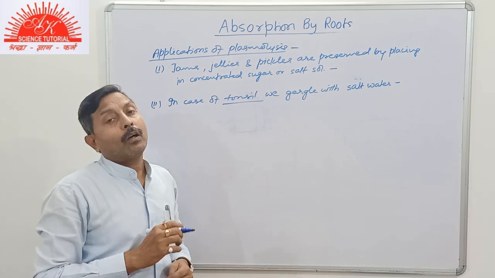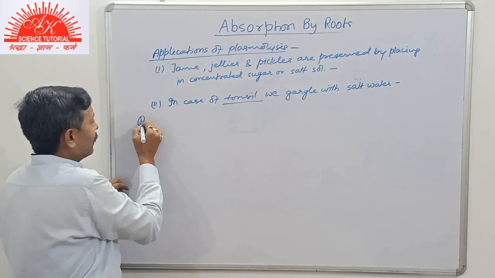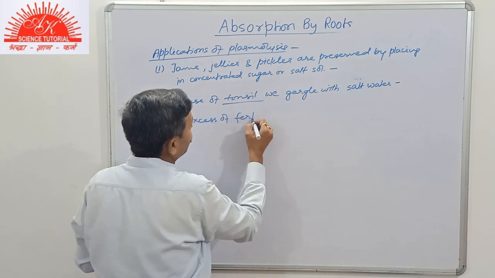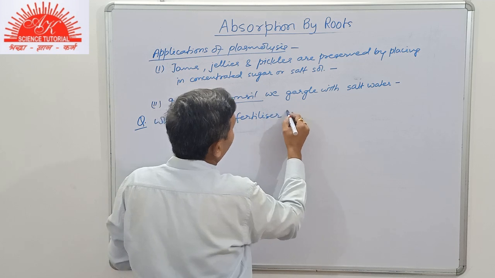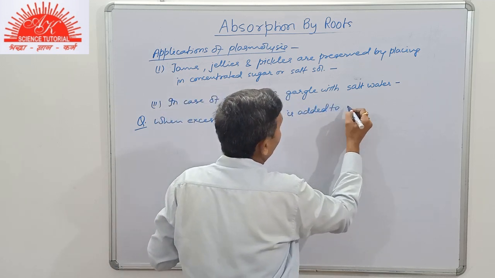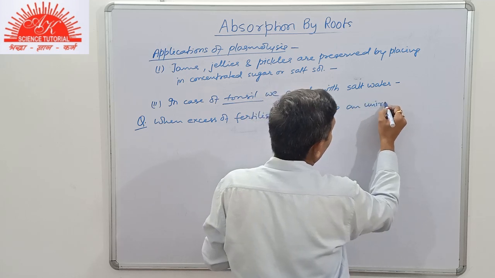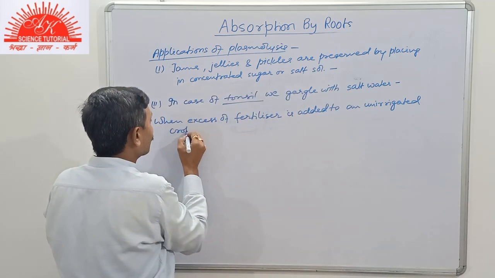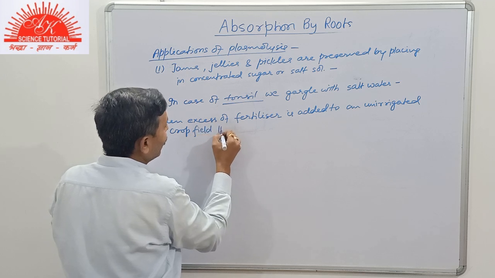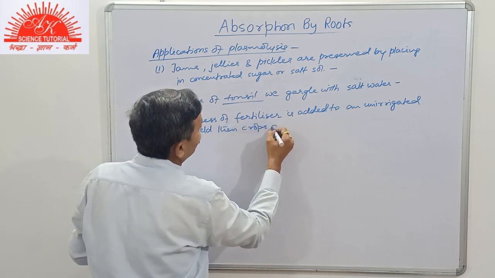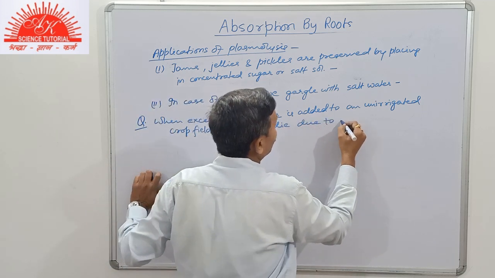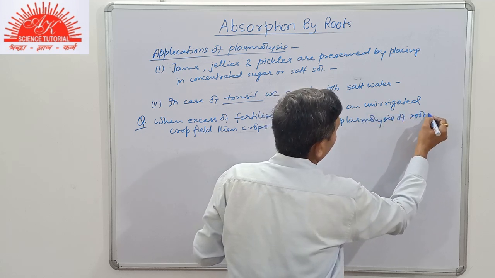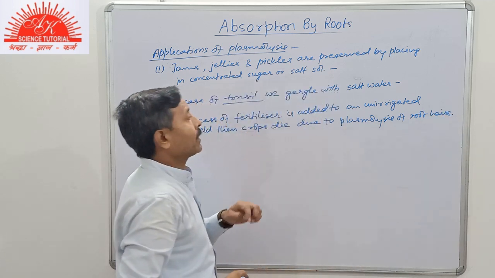plasmolysis. Now, student, a reasoning question is asked, that is, when excess of fertilizer is added to an unirrigated, means without watering, unirrigated crop field, then crops die due to plasmolysis of root hairs. What happens at that time, you see?